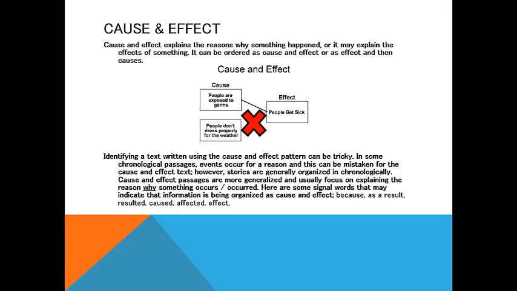Cause and effect passages are more generalized and usually focus on explaining the reason why something occurs or why it occurred. Here are some signal words that may indicate that information is being organized in cause and effect. Because, as a result, resulted, caused, affected, and effect.